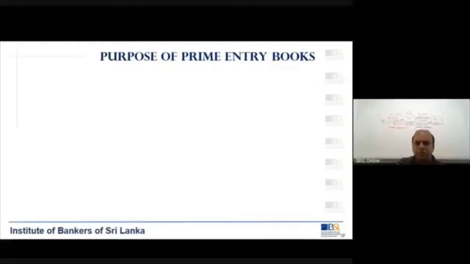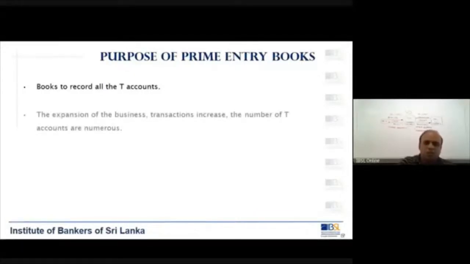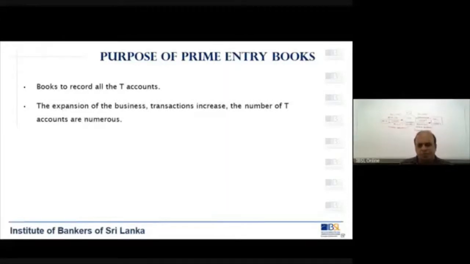So what is the purpose of prime entry books? Prime entry books are the books which are used to record all the T accounts. T accounts we have already learned. Now here come the books where we are going to enter all the T accounts. The expansion of the business: over the years, or maybe over the decades, business transactions have immensely increased. It has become very large and huge. As a result, the number of accounts that you have to maintain has also grown to a greater level.